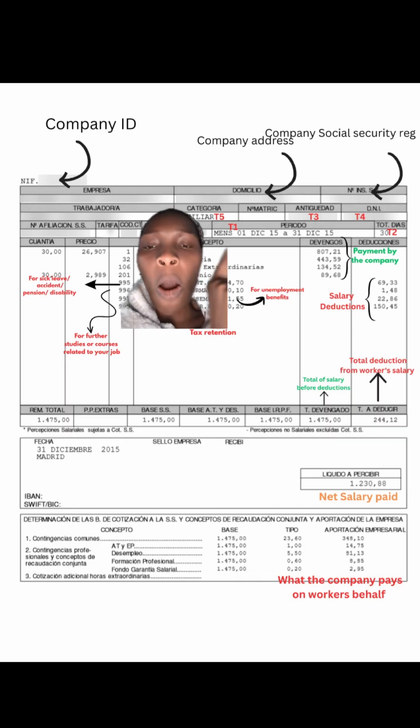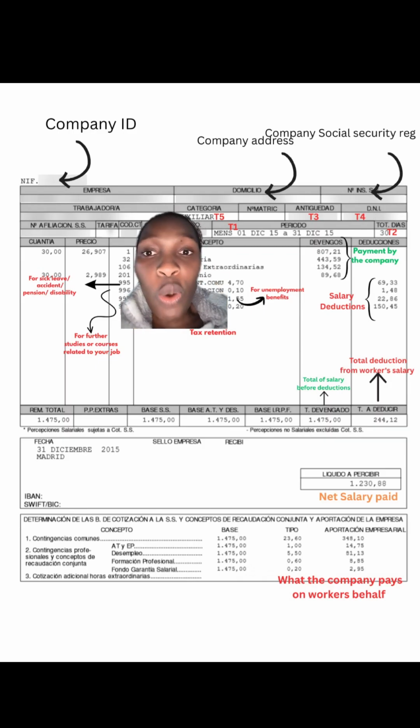The next one is the company social security registration, okay? So just as humans, we have social security numbers. Companies also have their social security number, so you would find it there. So these are the major things you need to see on your nominal and to understand.